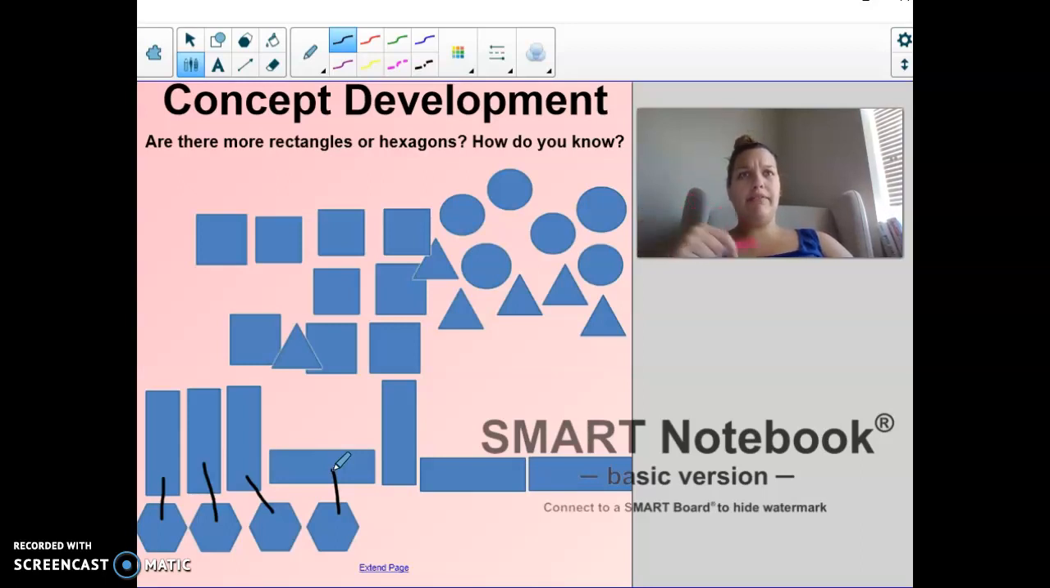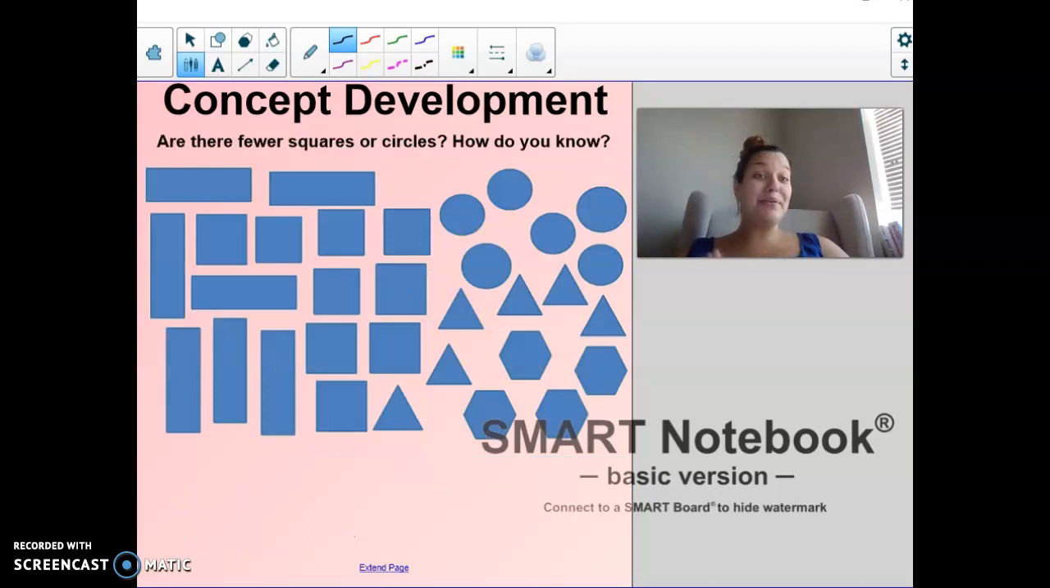So if we have fewer hexagons, are there more rectangles or more hexagons? There are more of what? Rectangles. How many more rectangles are there than there are hexagons? How did you figure that out? We can count them, right? 1, 2, 3. When we ask a how many question, we're asking you for a number. Okay, you guys are getting really good at this.